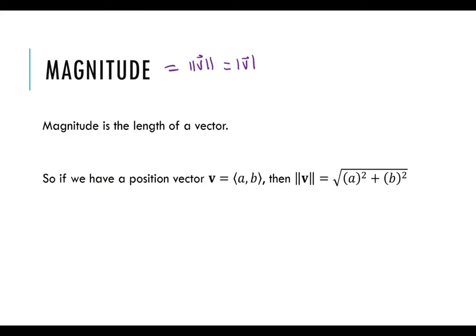This is really just a distance formula, considering the fact that (a, b) is the terminal point for a position vector. The initial point for a position vector is the origin (0, 0).